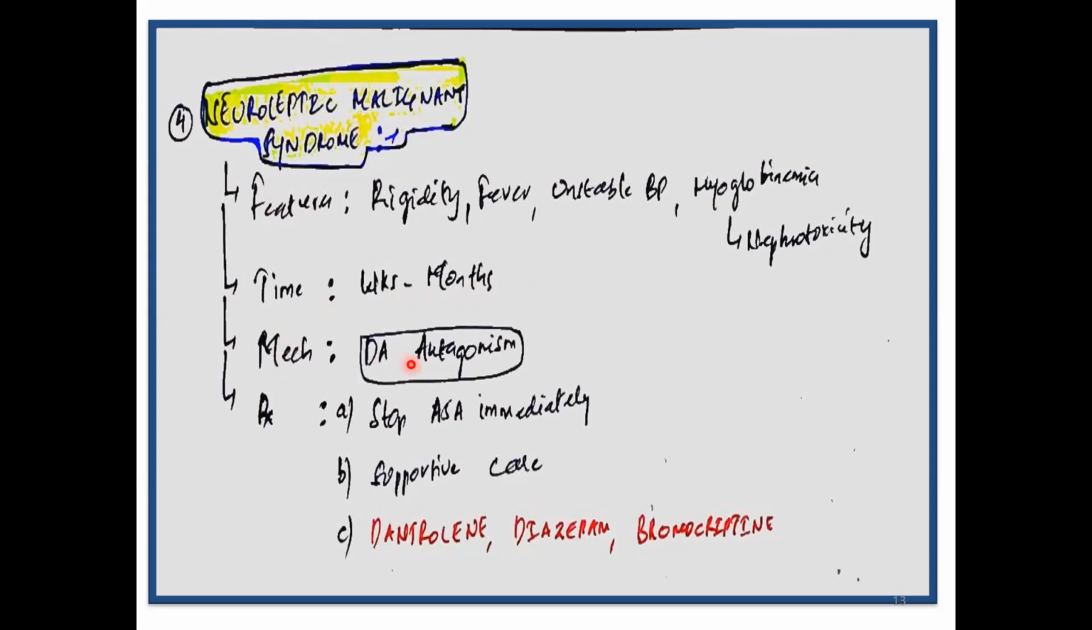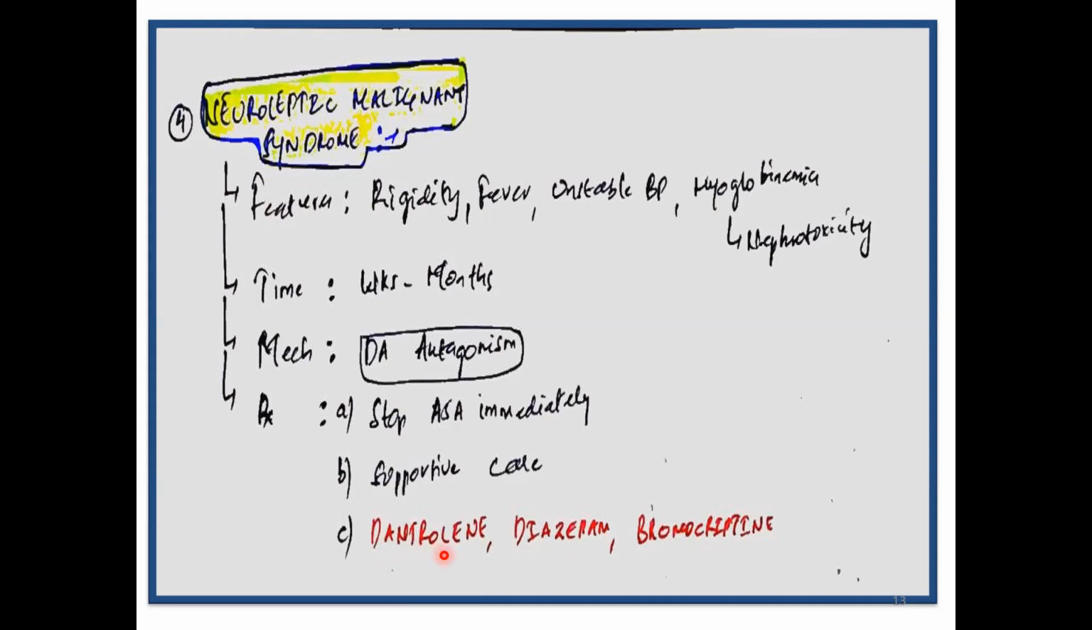Once again, the mechanism attributable here is dopamine antagonism. Therefore, obviously, the treatment strategy would be to stop the antipsychotic agents immediately and to give supportive care, to reduce the hyperthermia with tepid sponging or cool sponging, to maintain the electrolyte balance and to maintain the blood pressure. There are some other drugs which may be useful, that is dantrolene, diazepam, and bromocriptine.